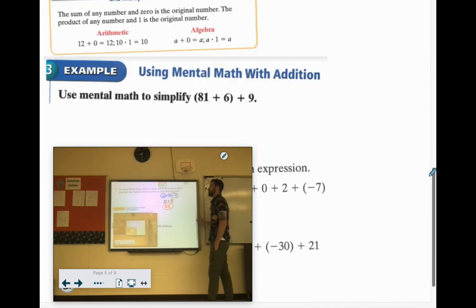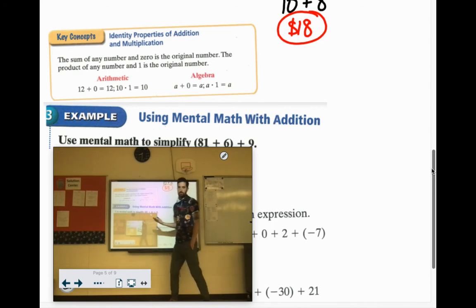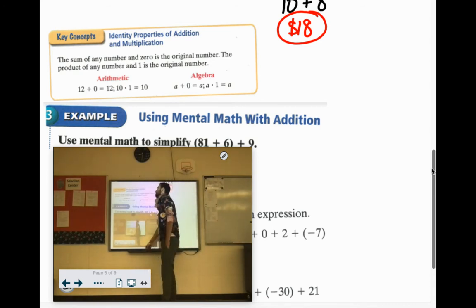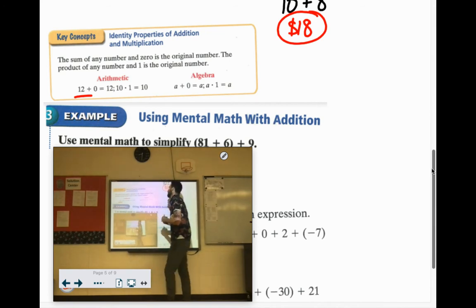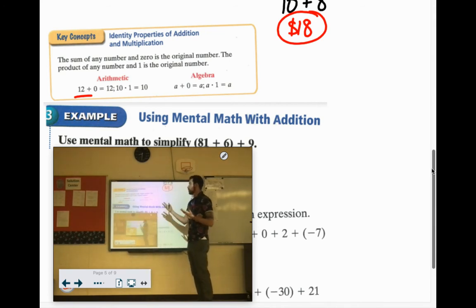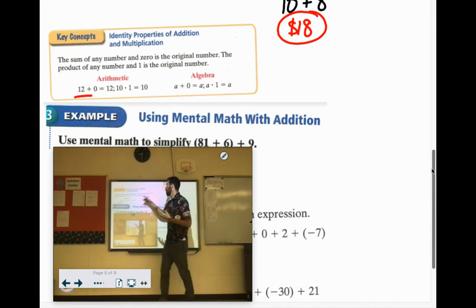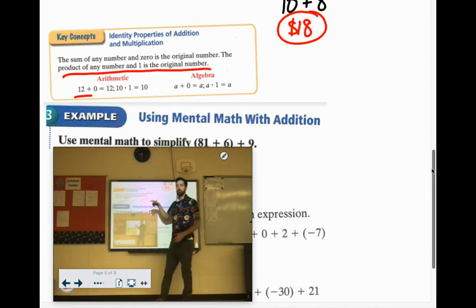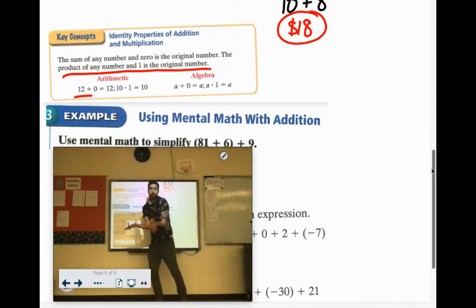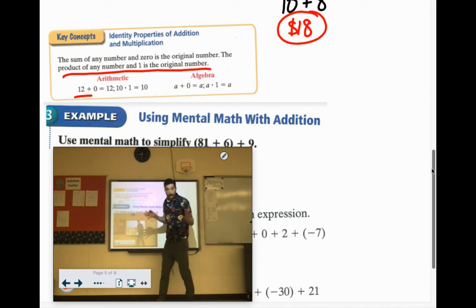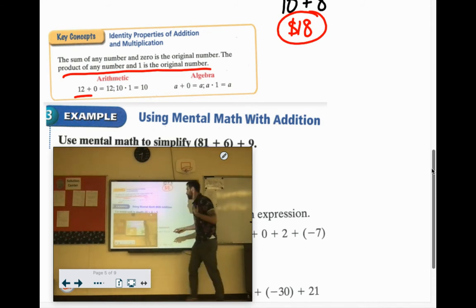Identity property of addition and multiplication. Now these ones just make sense. The sum of any number, and remember sum is addition, the sum of any number and 0 is the original number, right? If you add 12 plus 0, it's just 12. 500 plus 0 is 500. If you multiply by 1, the product of any number and 1 is the original number, right? 60 times 1 is 60. Negative 50 million times 1 is negative 50 million. Okay? All right. So use mental math.